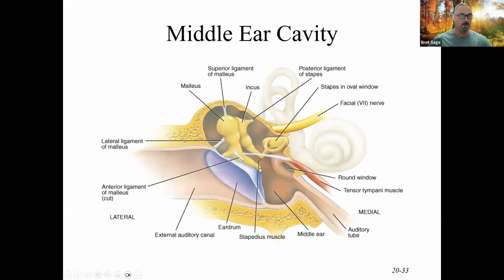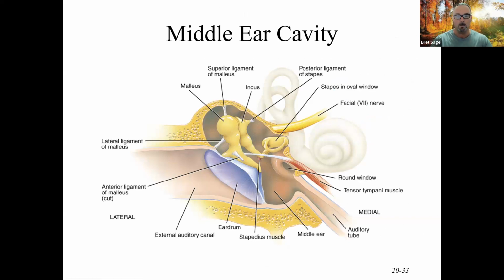Okay, the middle ear cavity. Now, when people say they have an inner ear infection, they don't really mean that. They mean they have a middle ear infection. Now, why is this the case? Well, it turns out the only part of your ear that's really exposed to your throat, where bacteria that could cause infection are, is the middle ear cavity. You can see the auditory tube here actually leads to the back of your throat.